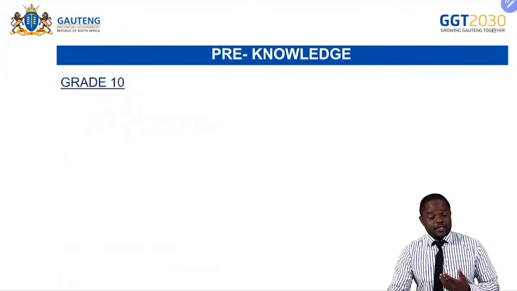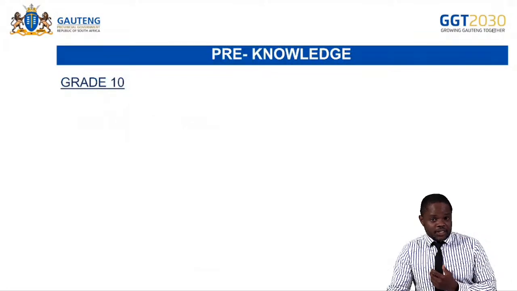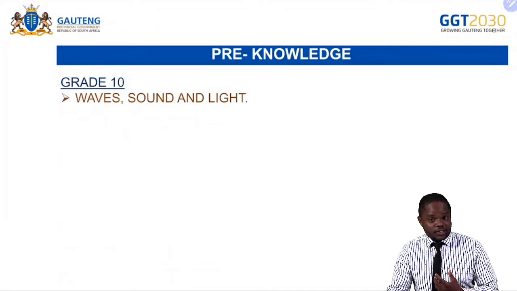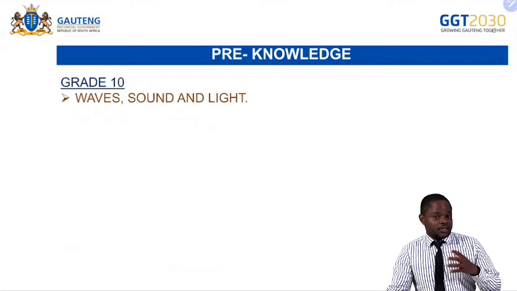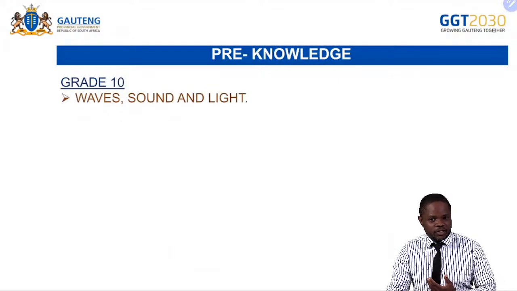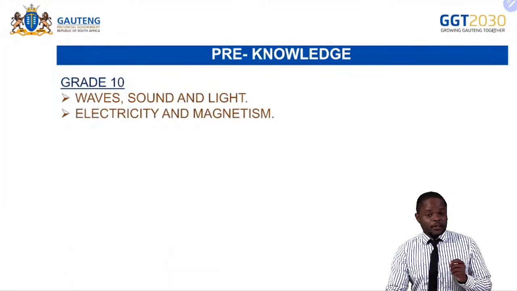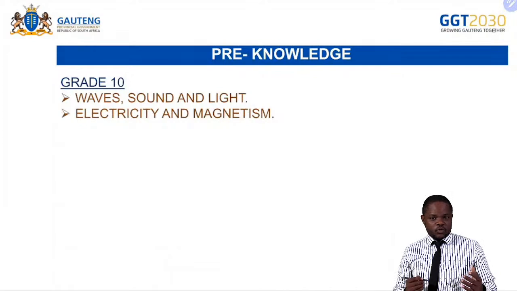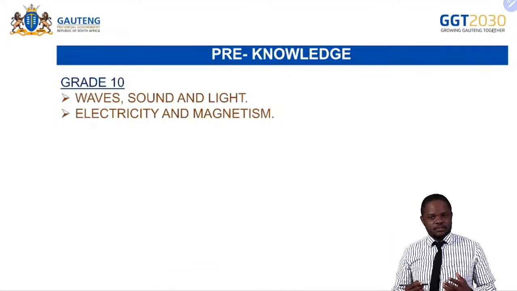Your pre-knowledge is based on what we covered this term. In this term, we looked at waves, sound, and light. I hope you still remember the concepts pertaining to these topics. And also, we looked at electricity and magnetism. So this is how we're going to work throughout this lesson.